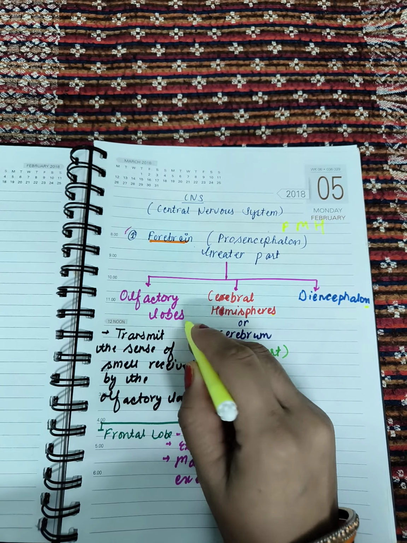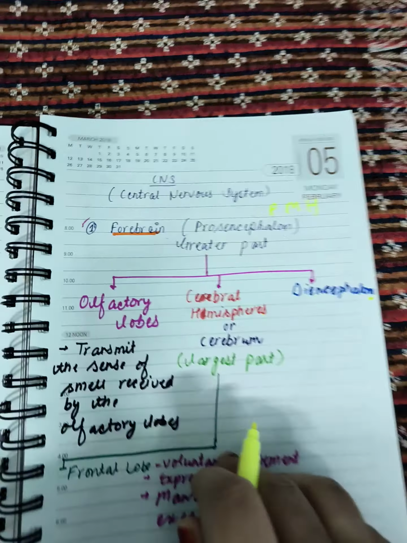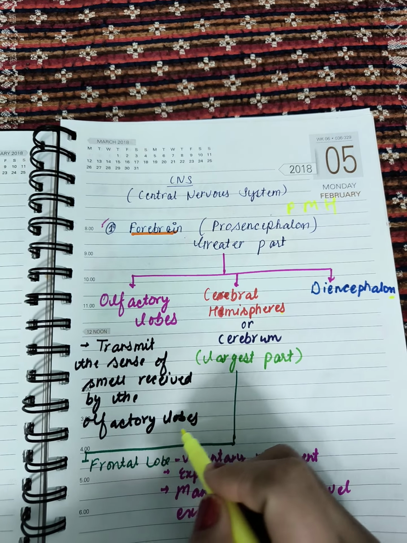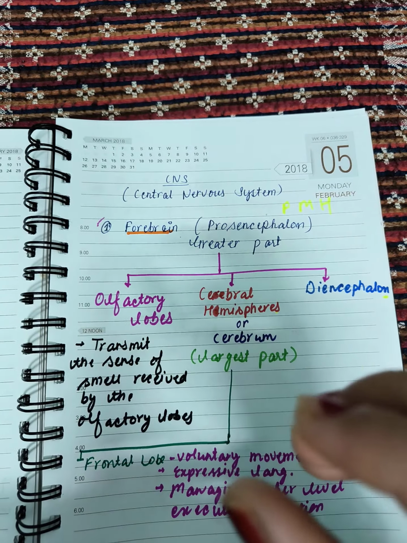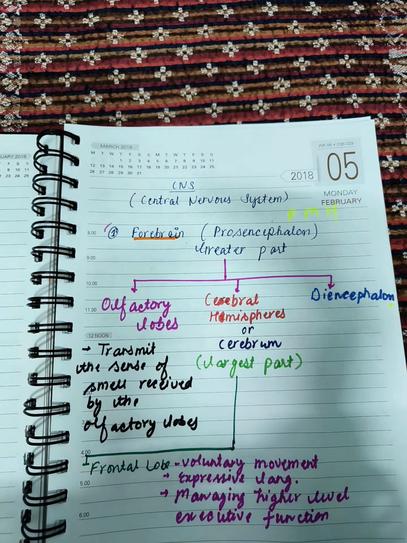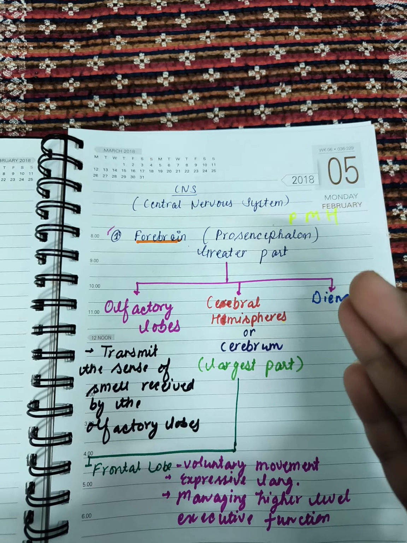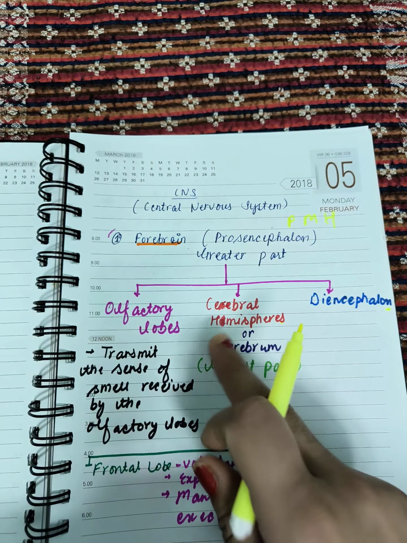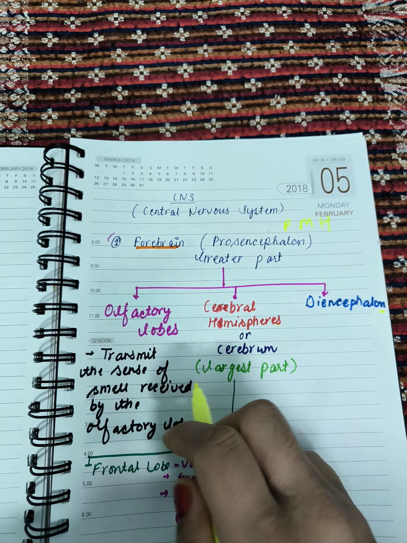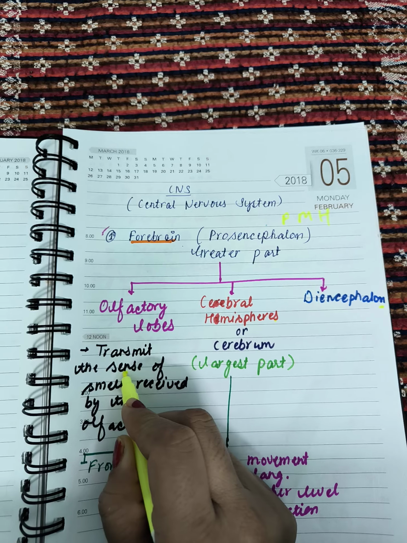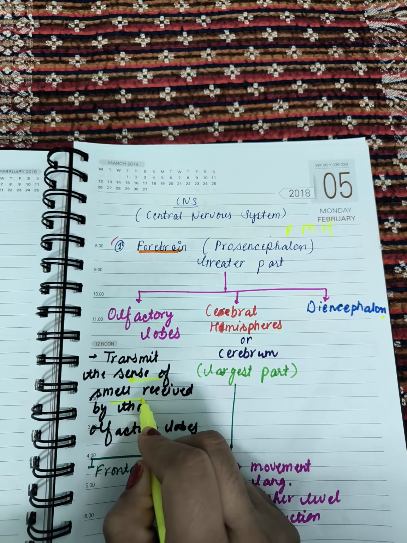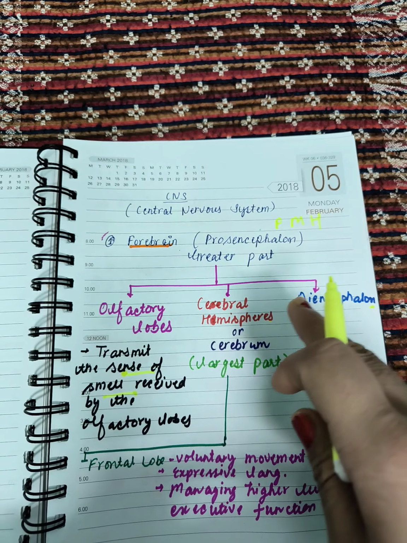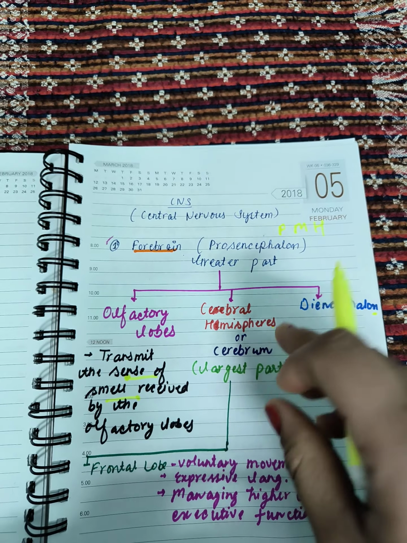The first one is olfactory lobe. Its function is that it transmits the sense of smell. It means the olfactory lobes receive the sense of smell and it is transmitted to the brain by the olfactory lobes. So what's the function? It transmits the sense of smell.